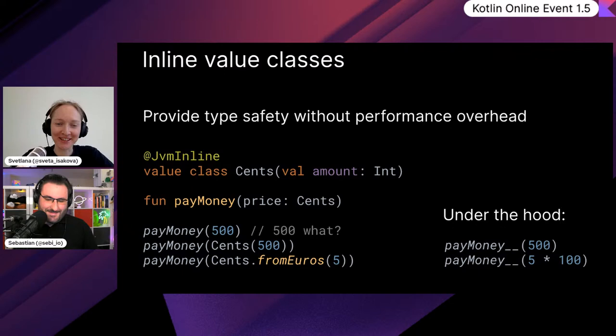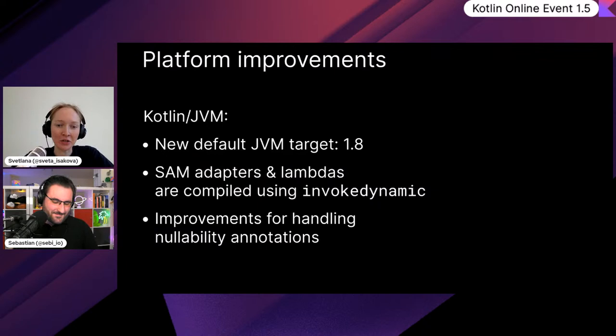Yeah. Okay, so let's move on and talk about specific platform improvements and start with Kotlin JVM. 1.8 is the new default JVM target. And now the Kotlin compiler uses some of the JVM 8 features, like the invokedynamic instruction, for compiling some adapters and lambda expressions. But note that compilation of lambdas is so far experimental.